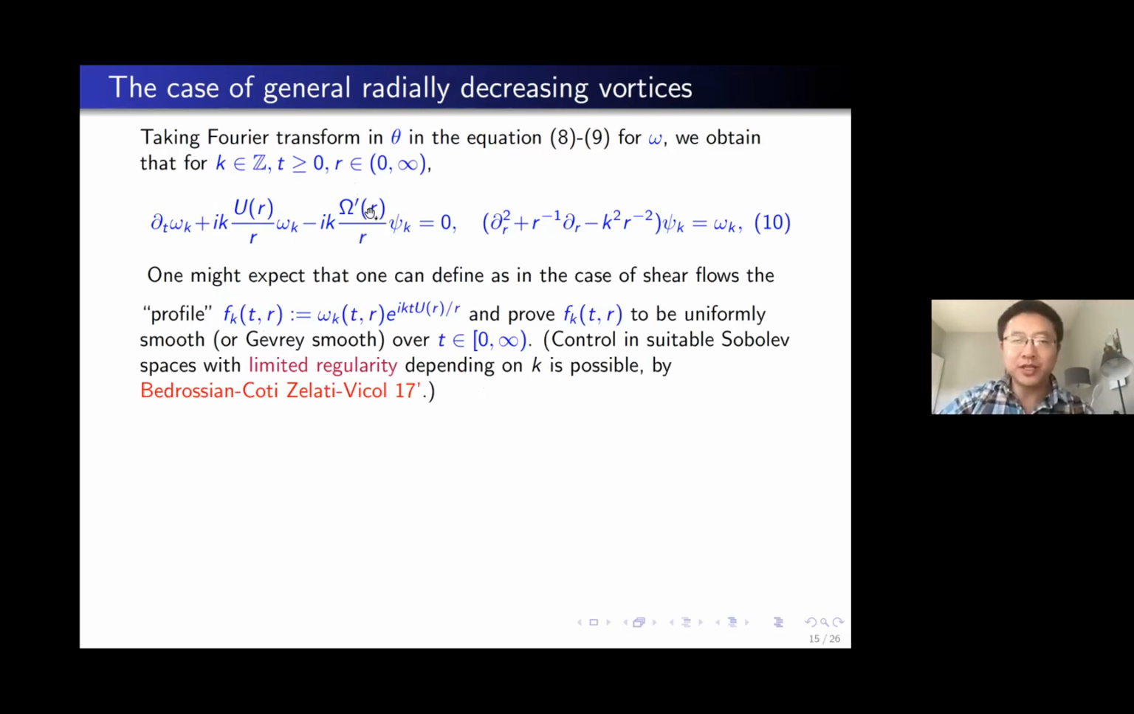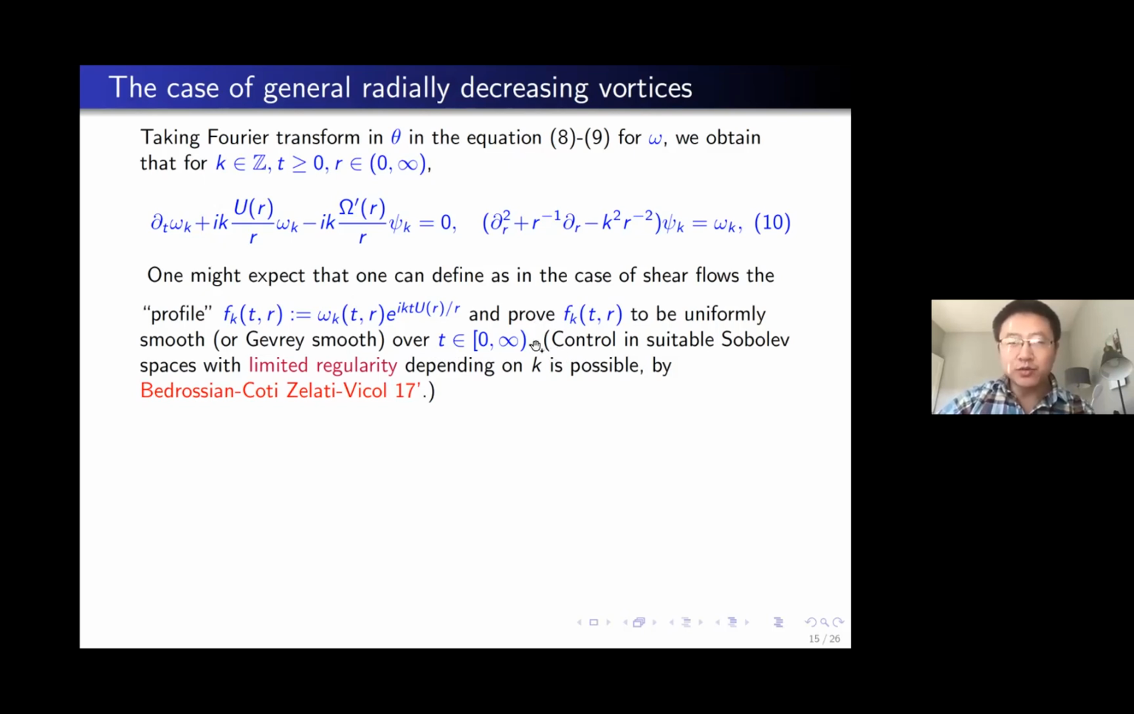Because of the similarity to the shear flow, one might expect that we can, just like in the shear flow case, define a profile, because you have this term which generates this oscillation. So let's remove this oscillation and get this profile, right? It seems reasonable to define the profile like this. Omega_k cannot be uniformly smooth in r, but maybe after removing this oscillatory factor, you get this profile. Maybe one can prove that this profile is uniformly smooth in r over all times.